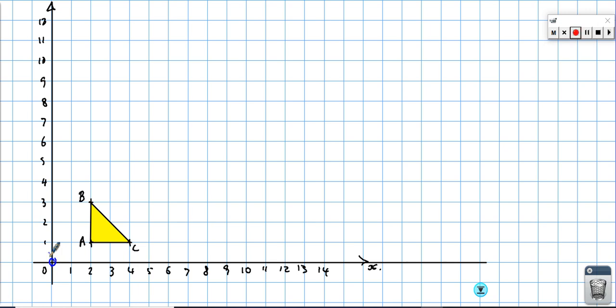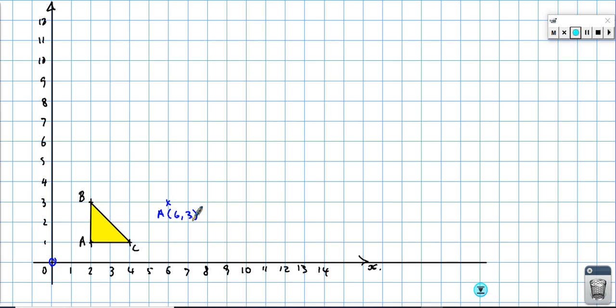Now what am I going to do? I'm going to say, how do I arrive from the origin to point A? To arrive from the origin to point A, I have to move 2 on the x-axis and 1 on the y-axis. If I multiply that by 3, I would be enlarging the shape by 3. So multiplying by 3, 2 by 3 is 6, and 1 by 3 is 3. So A becomes 6, 3.